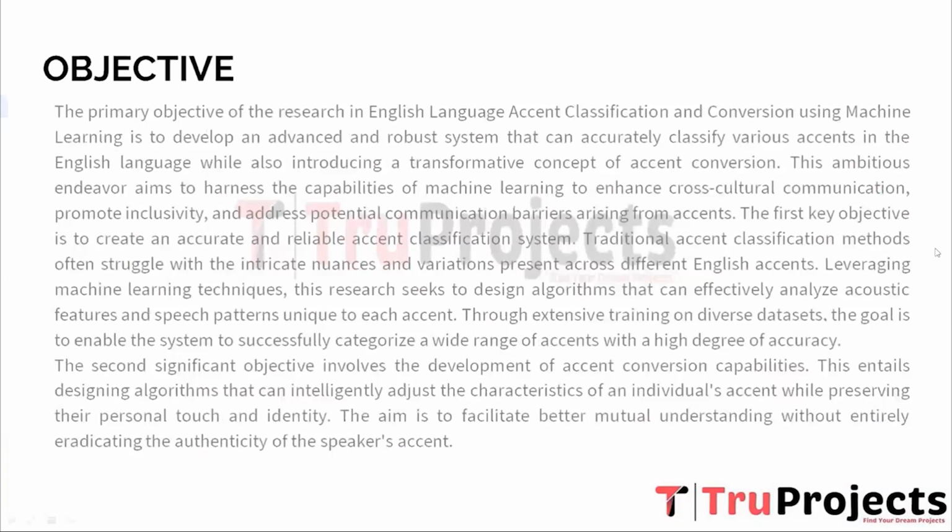So now coming to the objective part. The objective of this project is to revolutionize the way individuals from diverse linguistic backgrounds communicate by overcoming language barriers stemming from accents. The objectives encompass creating accurate accent classification algorithms, implementing sophisticated accent conversion techniques, and doing so in a culturally sensitive manner. The second significant objective involves the development of accent conversion capabilities. This entails designing algorithms that can intelligently adjust the characteristics of an individual's accent while preserving their personal touch and identity. The aim is to facilitate better mutual understanding without entirely eradicating the authenticity of the speaker's accent.